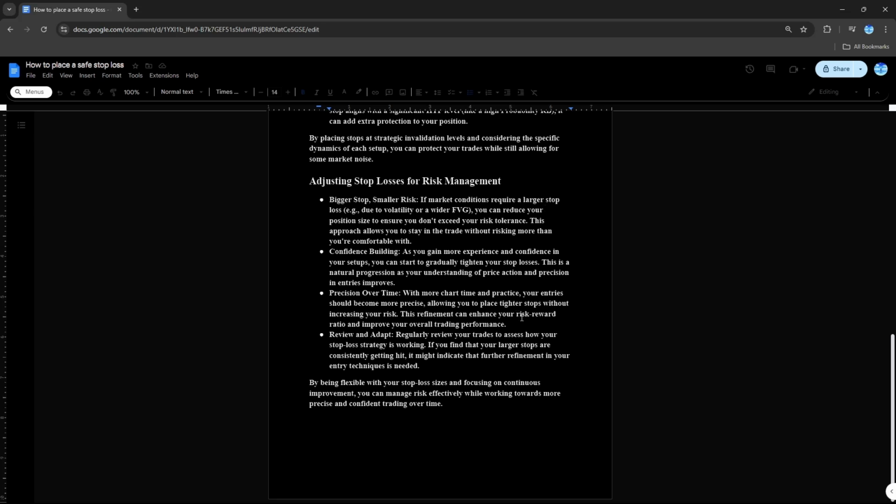It'll get your sight better. It'll get everything better. Trust me. You just keep grinding over time. It'll get better. Regularly review your trades and assess how your stop loss strategy is working. If you find that larger stop losses are consistently getting hit, it might indicate that further refinement in your entry technique is needed. By being flexible with your stop loss and focusing on continuous improvement, you can manage risk effectively while working towards precise and confident trading over time.